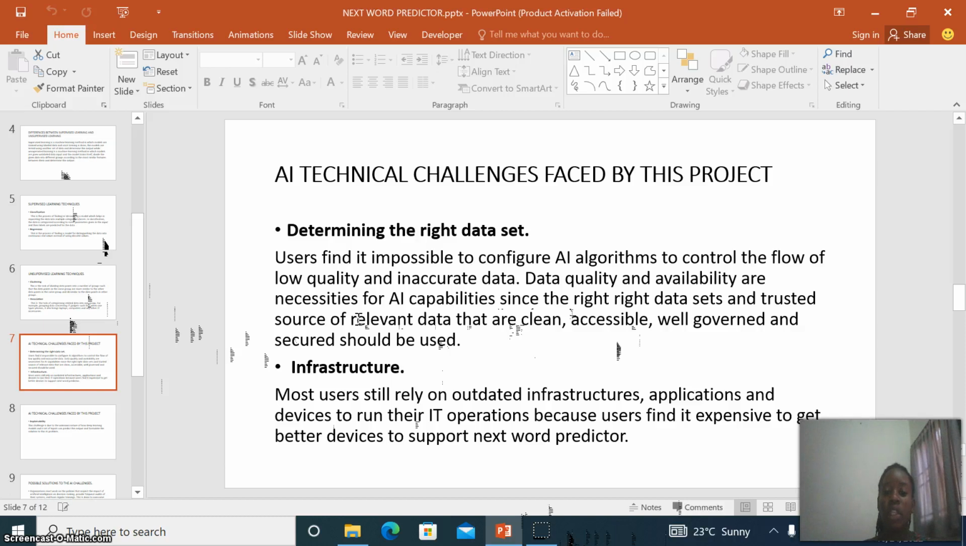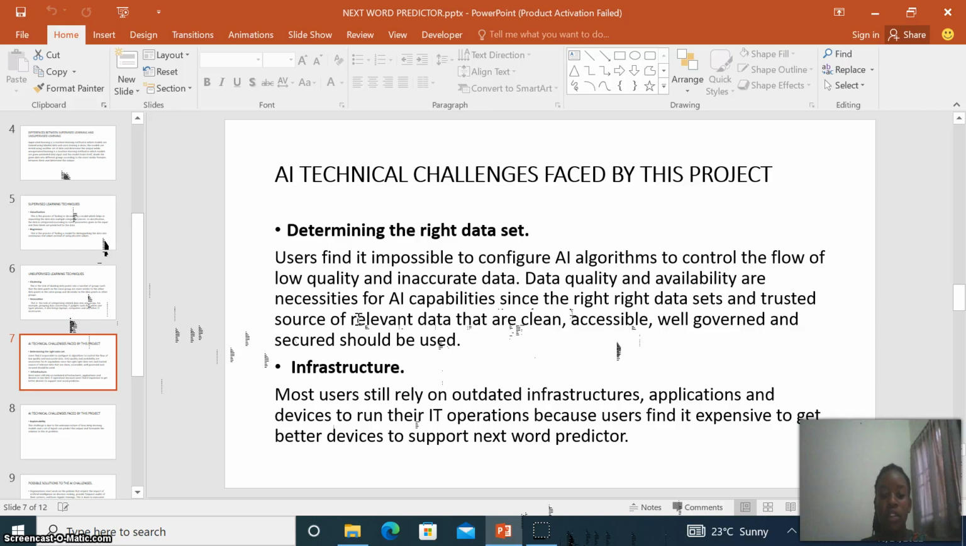Then determining the right dataset for this project, here we mean data quality and availability are necessities for artificial intelligence capabilities, since the right data sets and trusted source of relevant data that are clean, accessible, well governed and secured should be used. Therefore, the project owners find it impossible to configure artificial intelligence algorithms to control the flow of low quality and inaccurate data, thus failing to fulfill the right project.